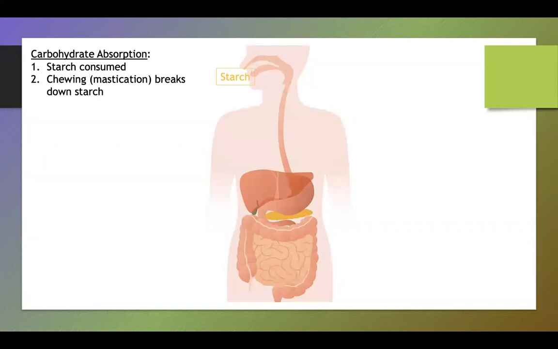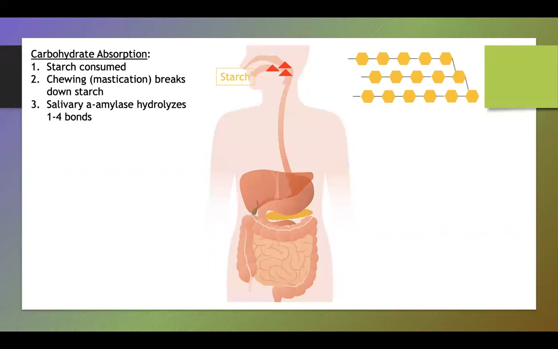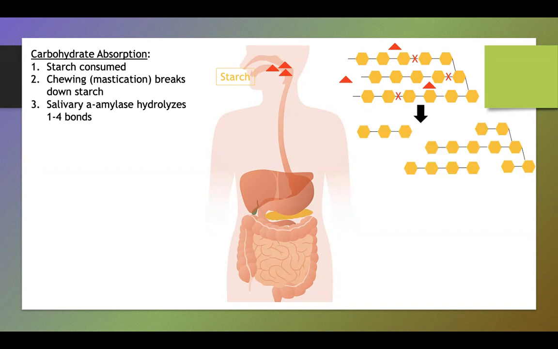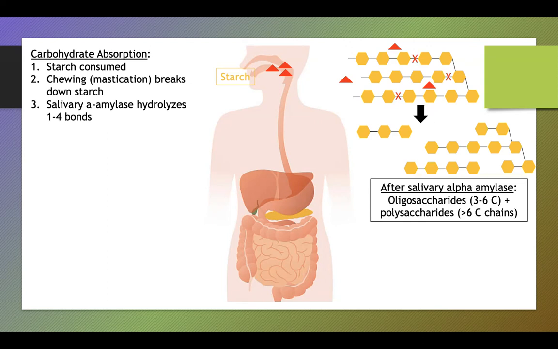First off, chewing can mechanically break down the starch to some extent. And we also have alpha amylase in our saliva that is produced by the salivary glands that can hydrolyze some 1,4 bonds. So on the right side, I'll show you what that looks like. We consume starch, salivary amylase comes in, and it can break down some of these 1,4 bonds. Notice it can't break down the 1,6 bonds on the right. But this will ultimately yield some oligosaccharides and some polysaccharides.